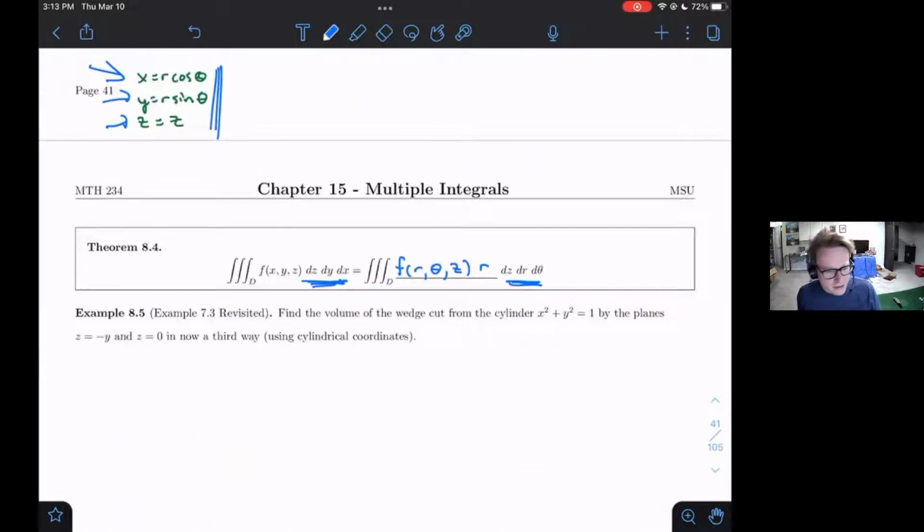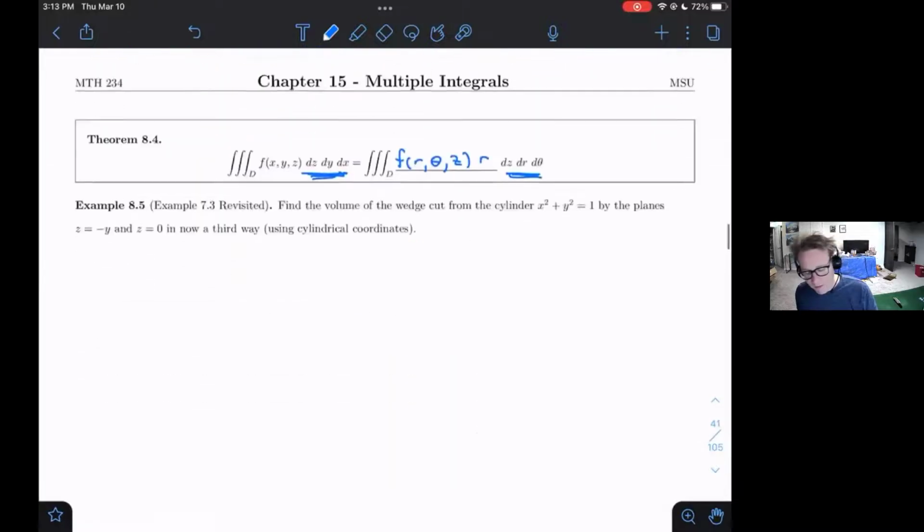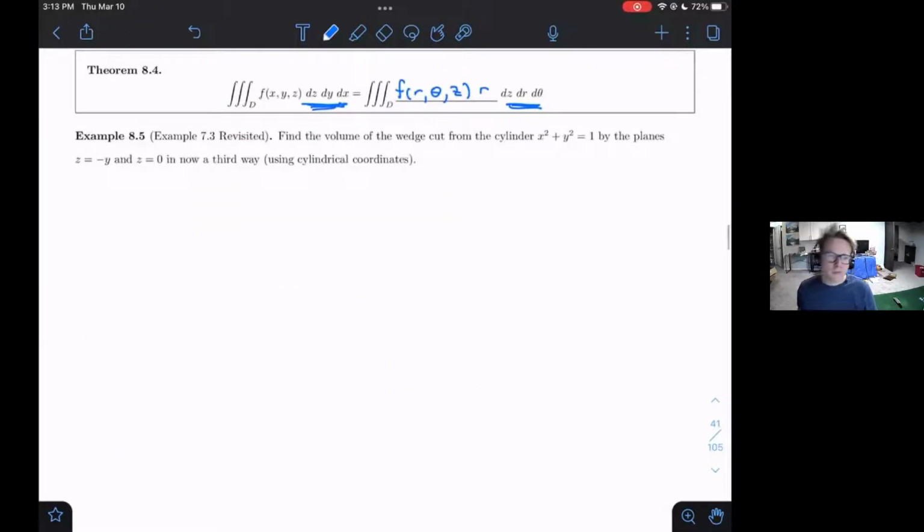Okay. And then the last thing that I wanted to do. We've touched base on the first two objectives here. We've sketched in cylindrical coordinates from the rz half plane. We've calculated out the Jacobian of cylindrical coordinates. And then finally, let's get a little bit of practice. We had this problem back from 15.7, calculating the volume of the wedge cut from a cylinder by the planes z equals negative y and z equals 0. And now I'd like to go ahead and do this using cylindrical coordinates.